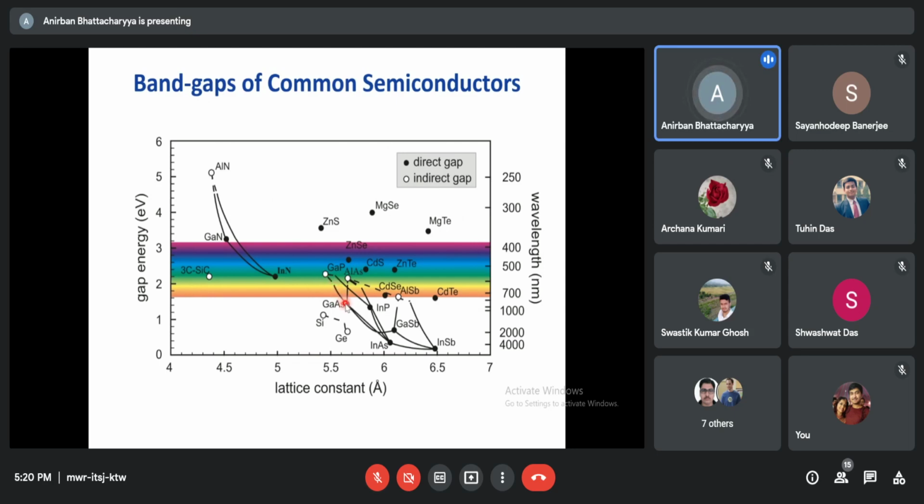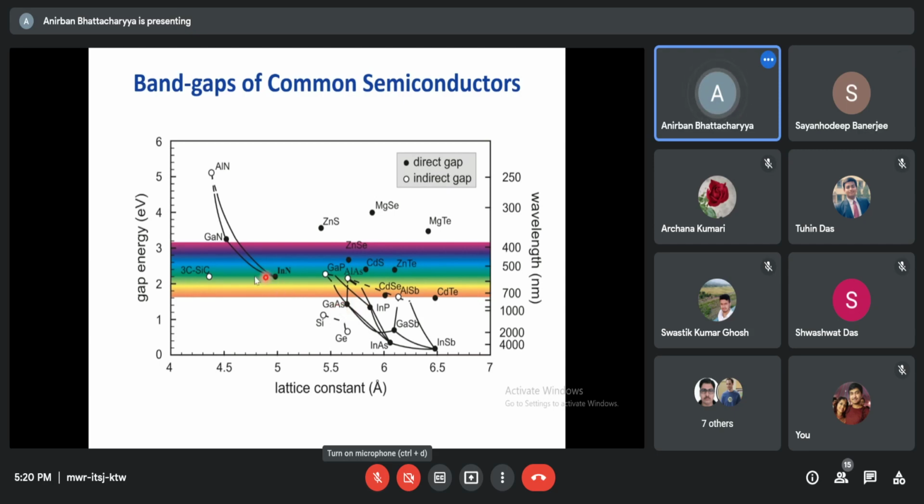See, here is the gallium arsenide. Can you see gallium arsenide here? This is aluminum arsenide. So this is aluminum gallium arsenide. The light coming out of it will be red. Gallium arsenide is lower than red, so it's infrared.